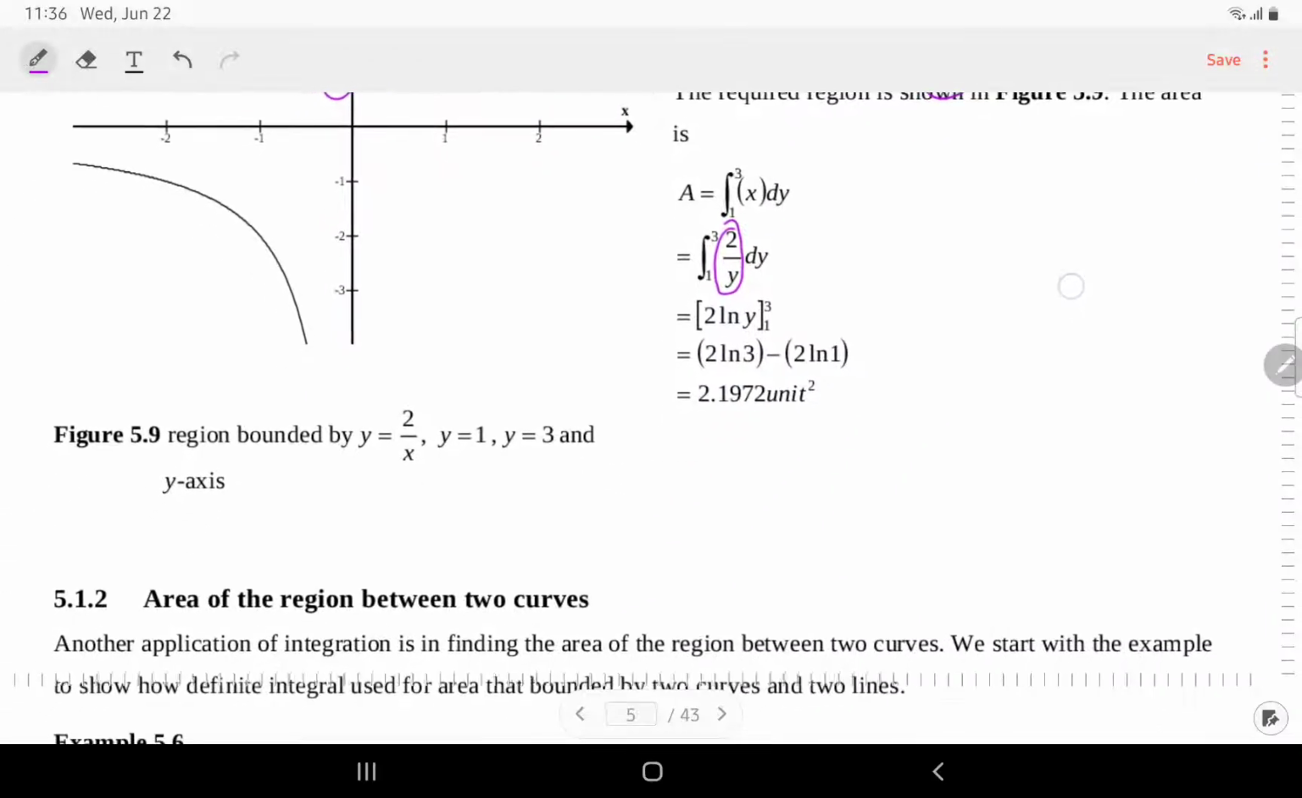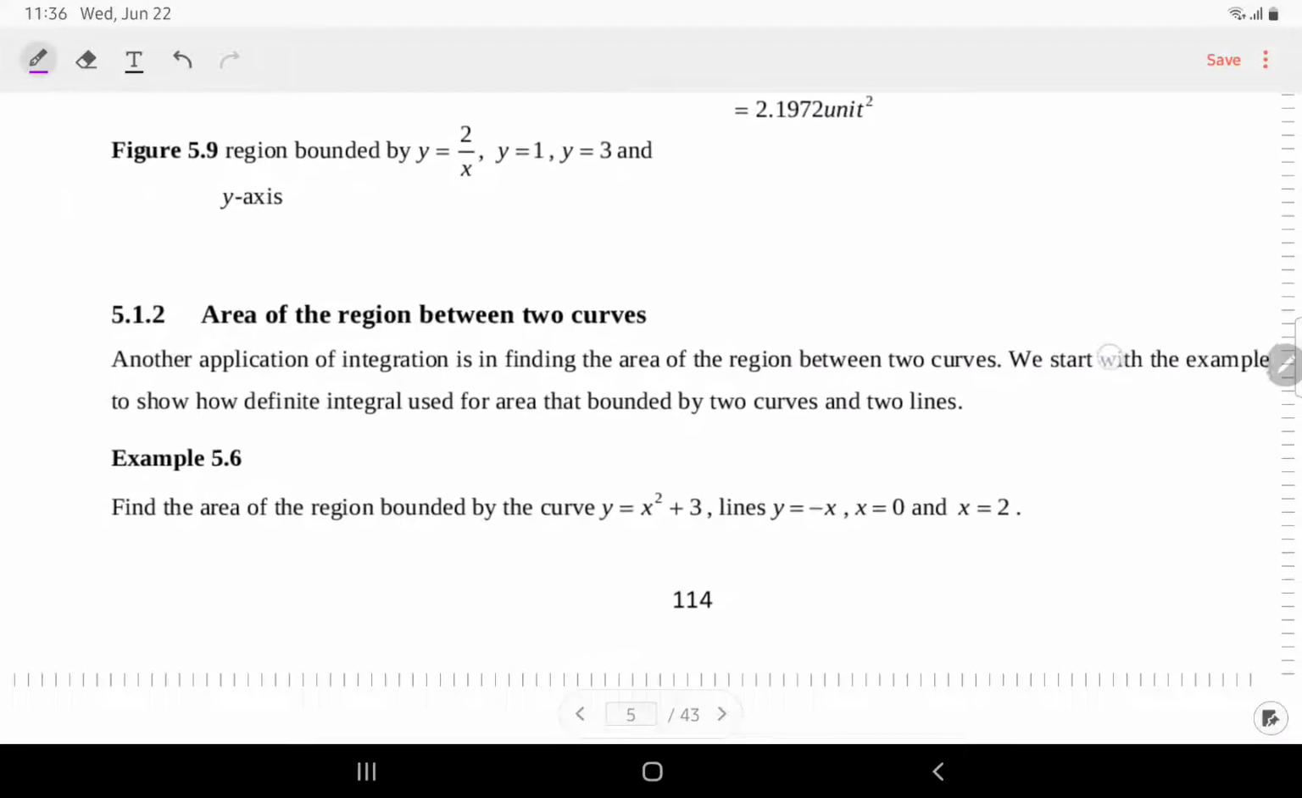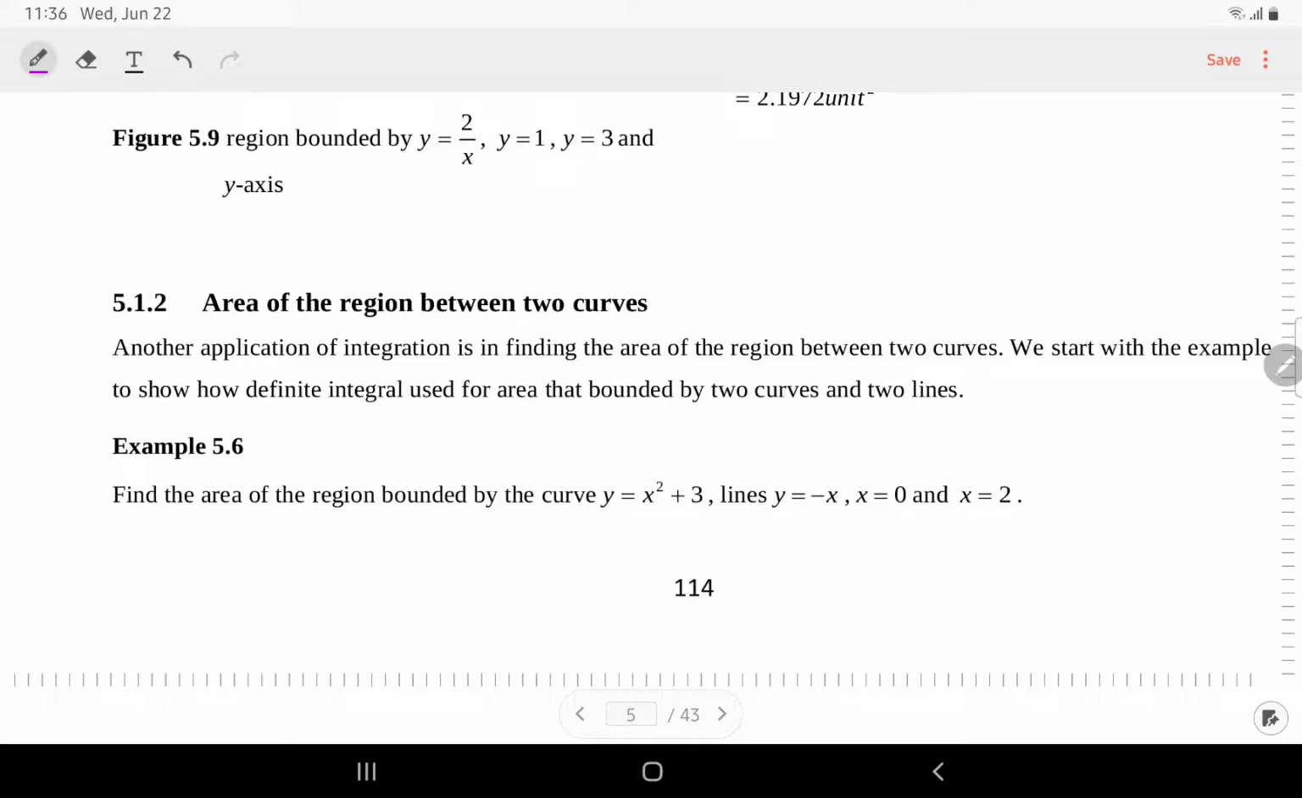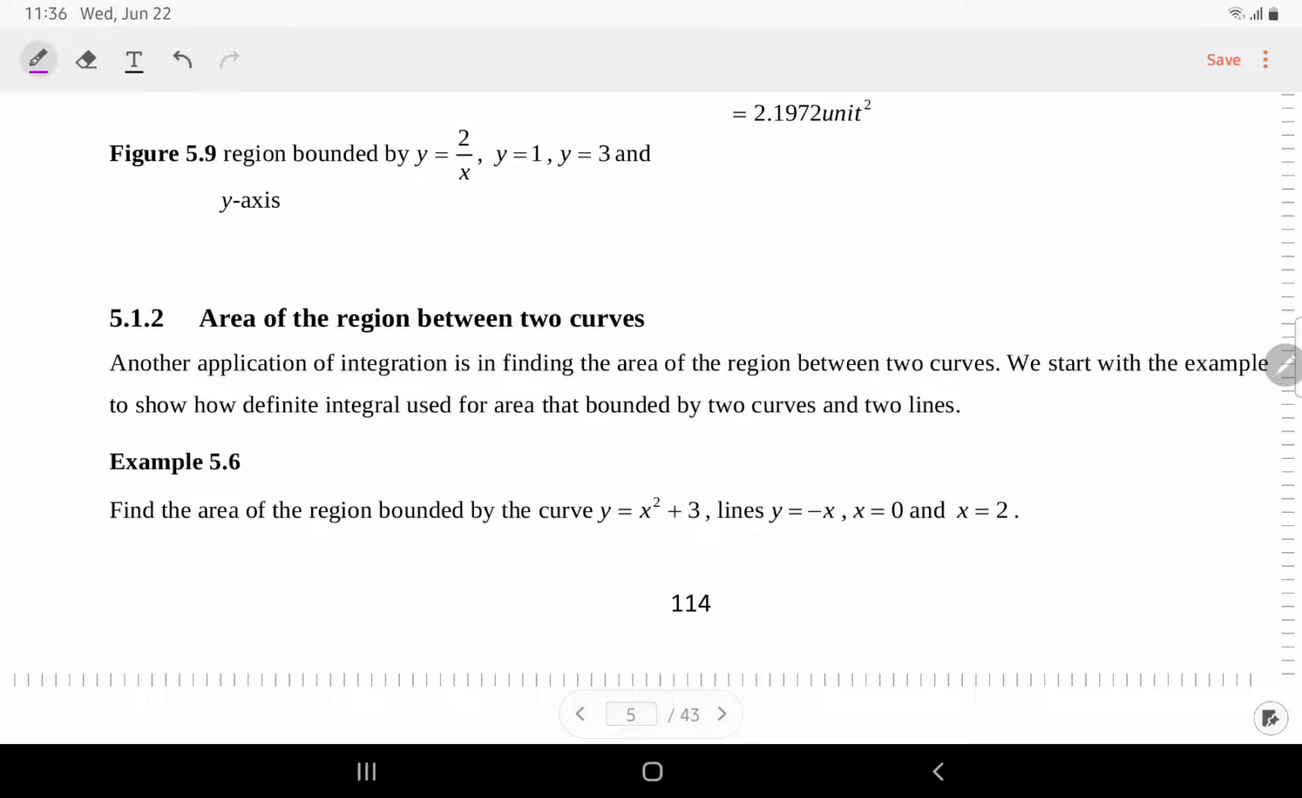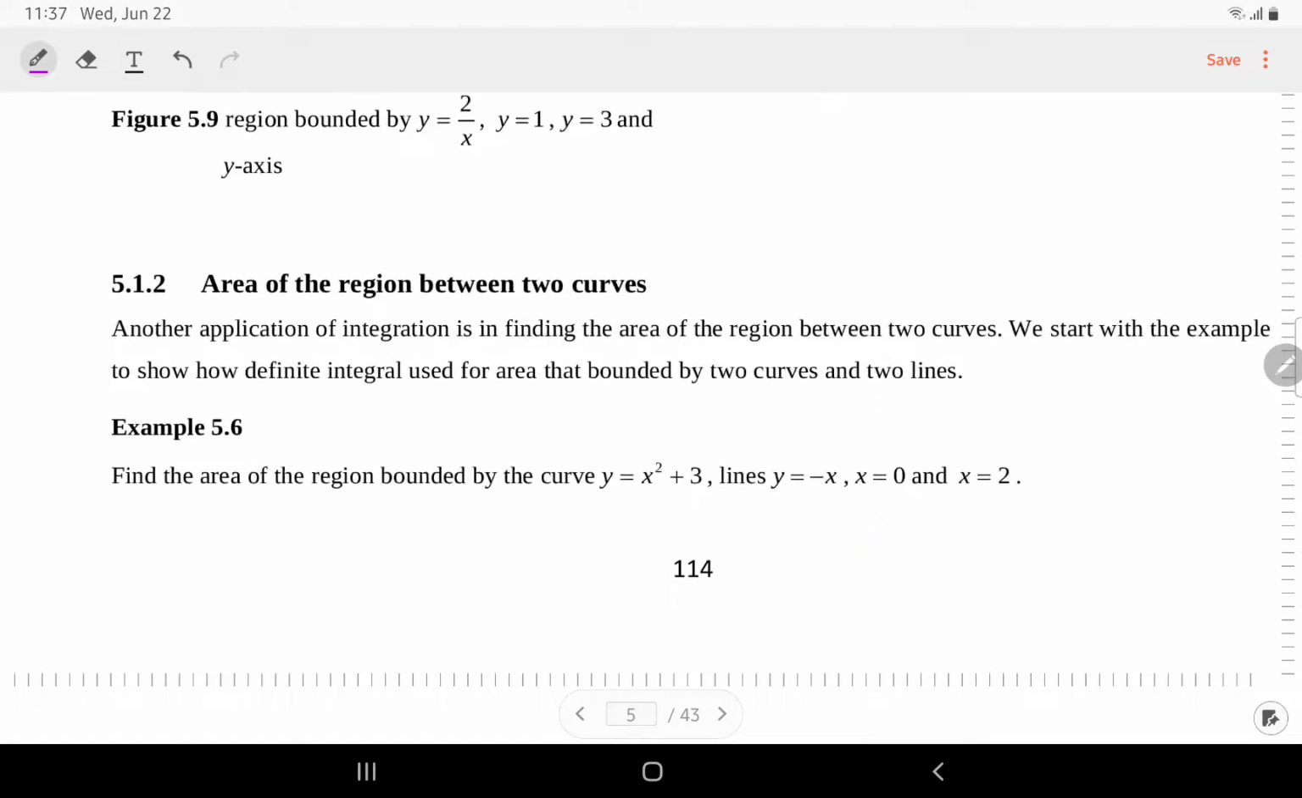Okay, next example. Okay, tak ada example lagi. Okay, next kat sini, area of the region between two curves. Kalau you all tengok previous examples yang saya tunjuk tadi, area dia adalah between curve and axis. Axis x, axis y pun tak kisahlah. Tapi this time untuk subtopik ni, area dia adalah shaded region between two curves. Okay, kita tengok kat sini example 5.6.